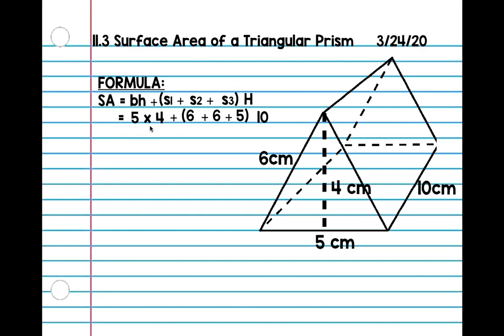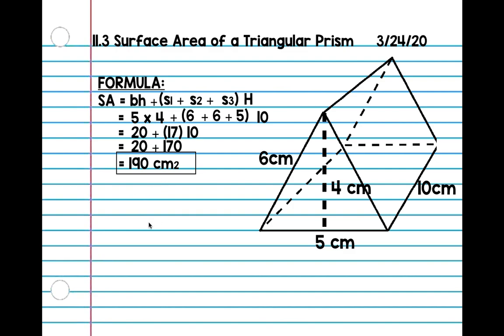Okay, so I have 20 plus, or we can do order of operations, do this first, it's up to you. So we have 20 plus 12 plus 5, which is 17, times 10. So I'm going to write that: 20 plus 17 times 10. Again, do your order of operations. We have 170 plus 20. And then your surface area of the triangular prism is 190 centimeters squared.